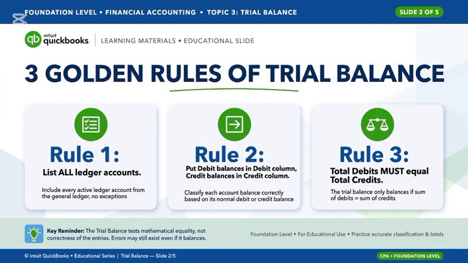Section 2, 3 Golden Rules. There are 3 golden rules you must know. Rule 1. All ledger accounts, don't skip any. Rule 2. Put debit balances in the debit column. Put credits in the credit column. Rule 3. Total debit must equal total credit. If they don't match, you have an error.